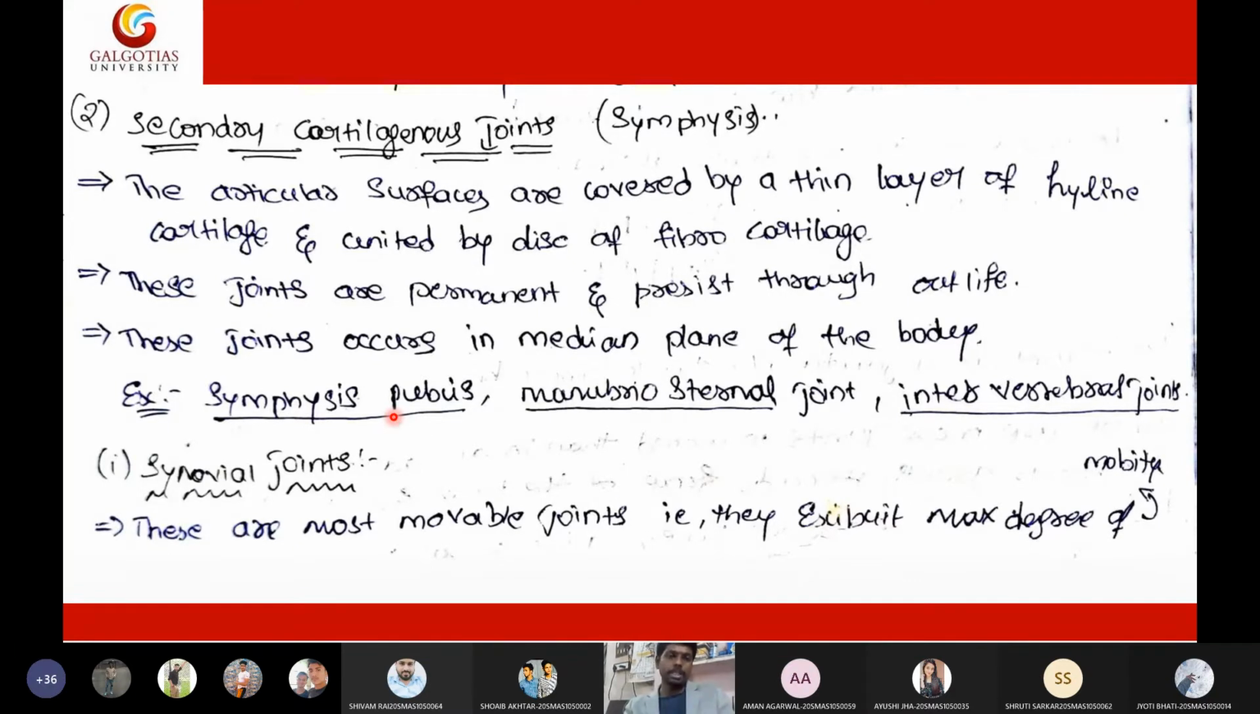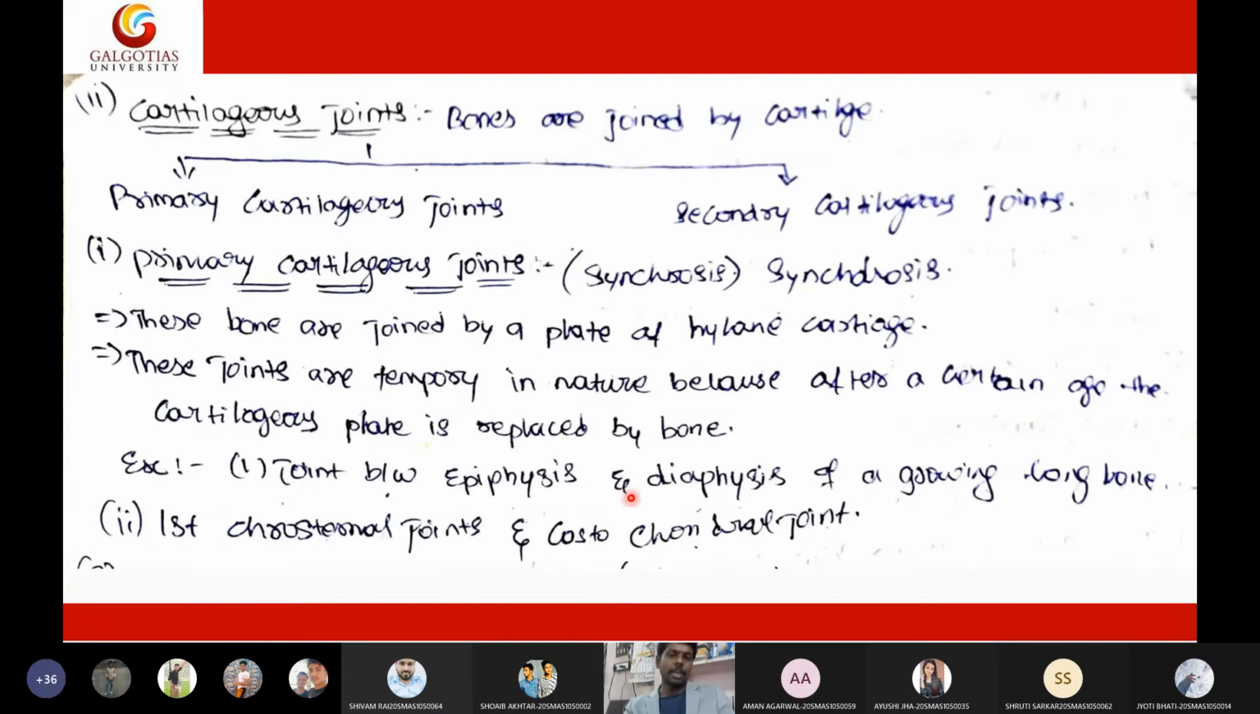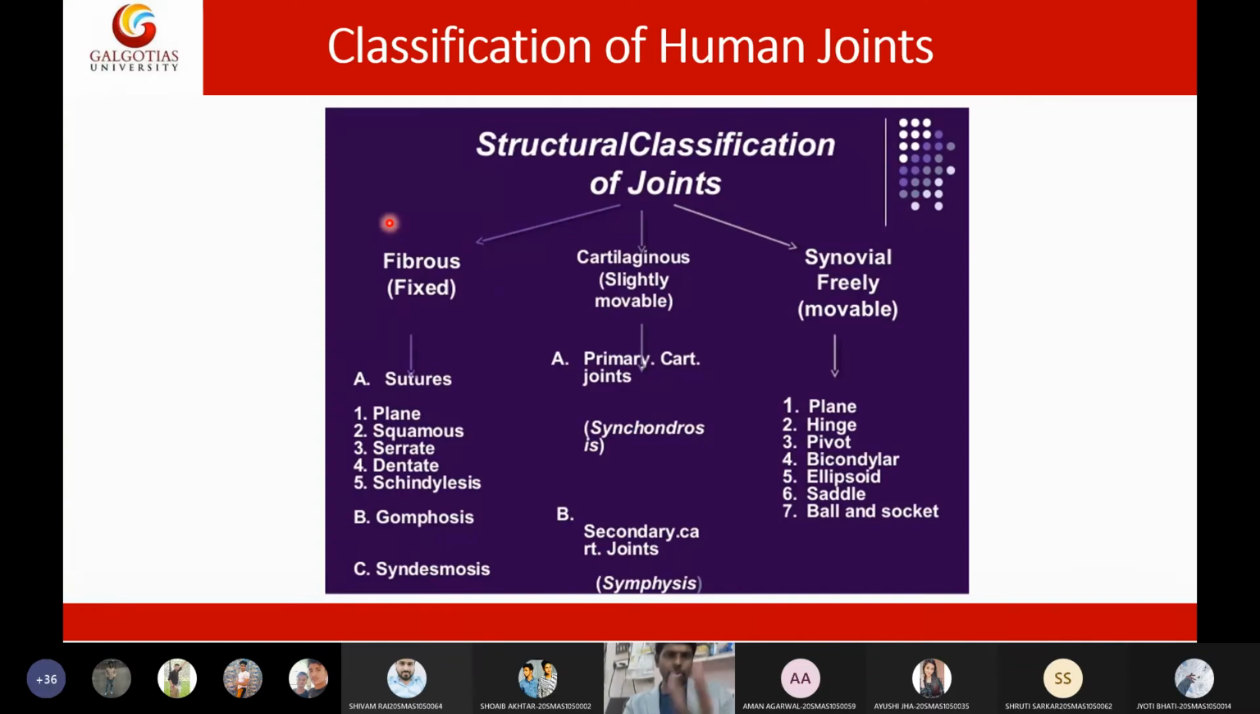The names of those portions are epiphysis and diaphysis of the long bones. So this is all about the cartilaginous joints. So far we discussed two things: first fibrous joints, then cartilaginous joints. Then we are moving to the third type of joint, which is synovial joints.